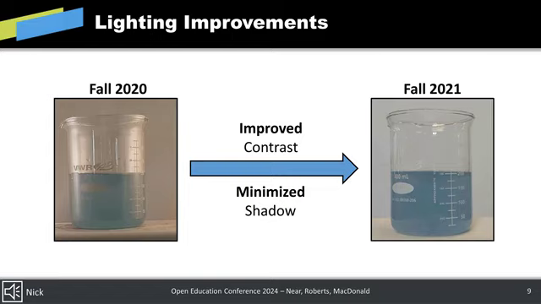And so the higher quality of photo you provide, the better a chance you have of improving their learning outcomes. So what we did here, between the fall of 2020 and fall of 2021, is we took more professional photos that had improved contrast and minimized shadows. And what this does is it provides a better contrast for students to be able to perceive color, hopefully therefore minimizing any confusions they might have.